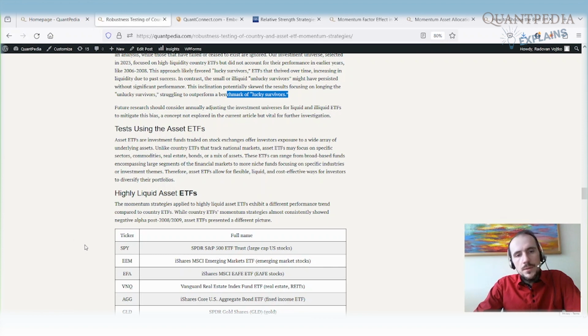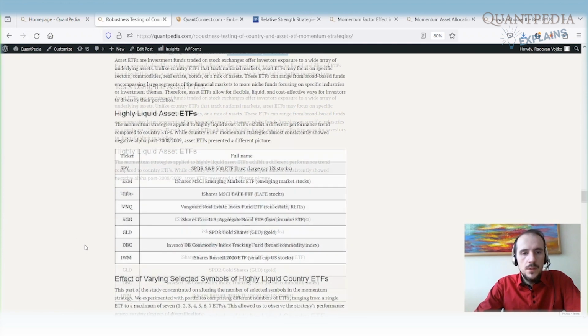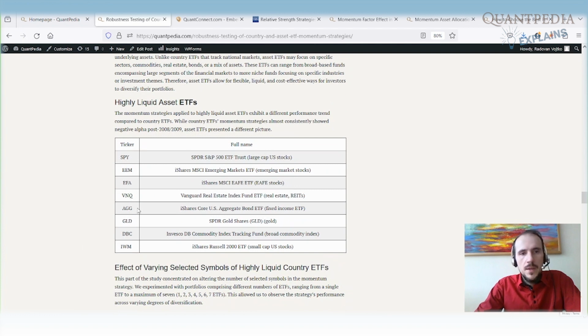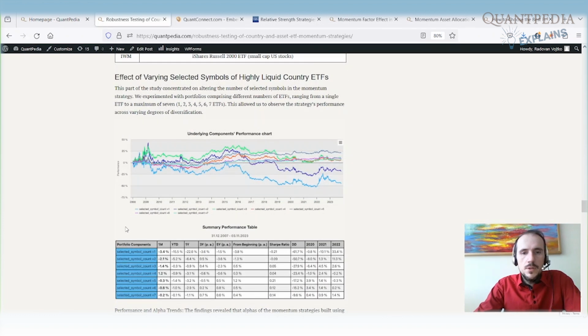Now, then we tried the asset universe. So instead of countries, we selected ETFs that consist of different assets. And then we tried to run the momentum strategy on top of that, and the result was completely different. Here is the list of ETFs that have high liquidity. So as you can see, all of those ETFs are very, very liquid. And then we ran the strategy to find out the performance of the momentum strategy compared to its benchmark.